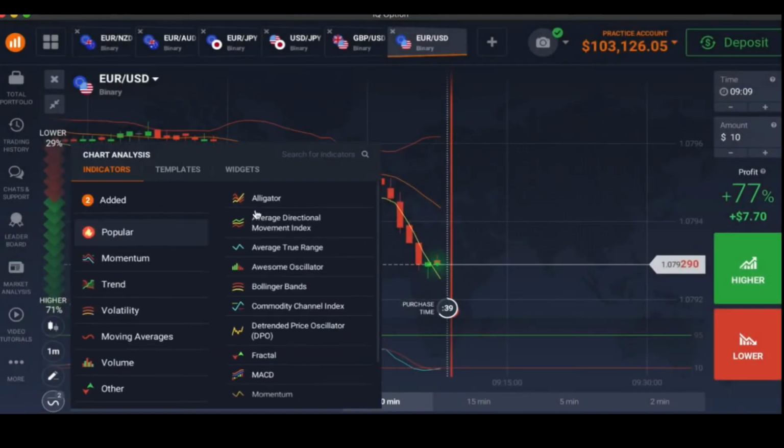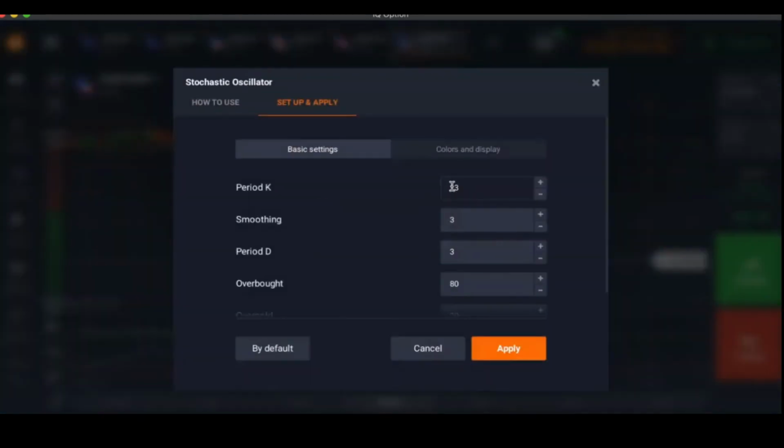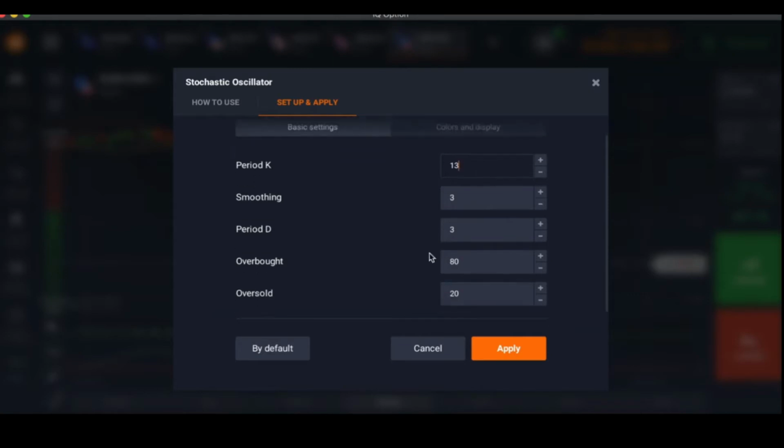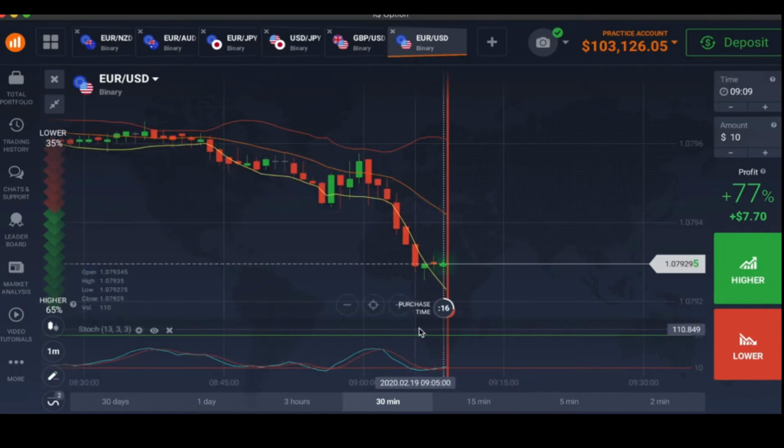Then you go back to your indicators, search over here for stochastic oscillator. Click on that, change the period to 13. Don't change it. Keep it 13, keep this 3. Overbought though, you're gonna change to 95. And oversold, you're gonna change to 10. And you click on apply. I already have this added, so there you go.